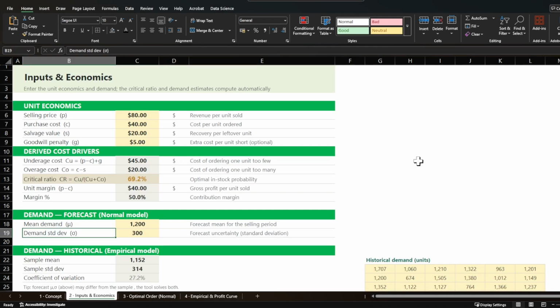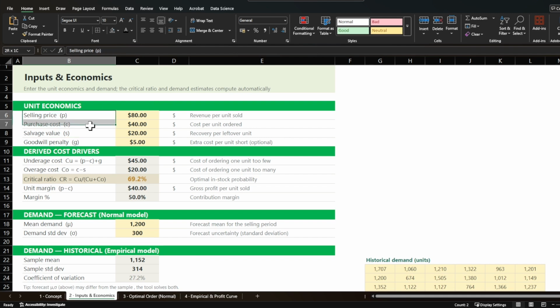This is the input sheet for our calculation. Here we are talking about the selling price of our item, our purchase cost, the salvage value, and the goodwill penalty. This goodwill penalty is something we can put as per our understanding. If you are working in a highly competitive market, you can increase this number. If you are working in a less competitive market, the user will have less option to switch, so you can have a lower number here, but it's totally up to you.